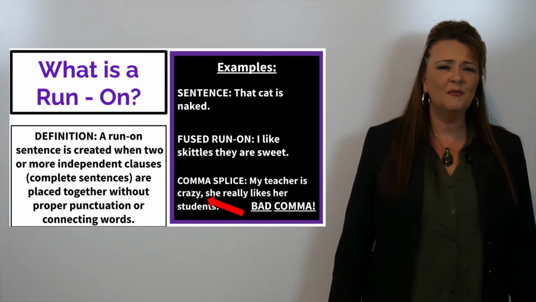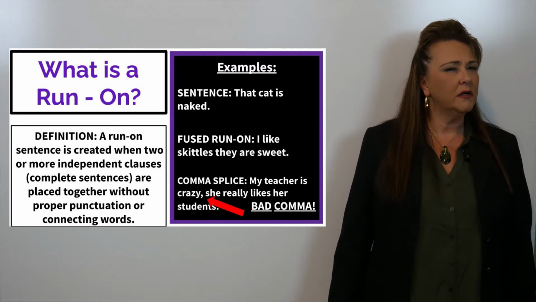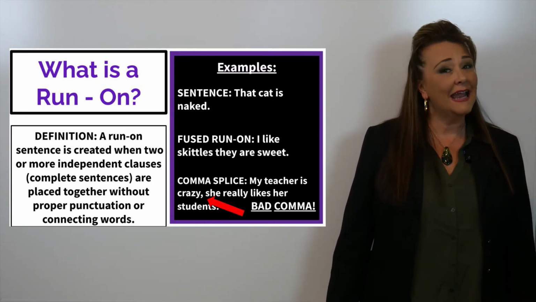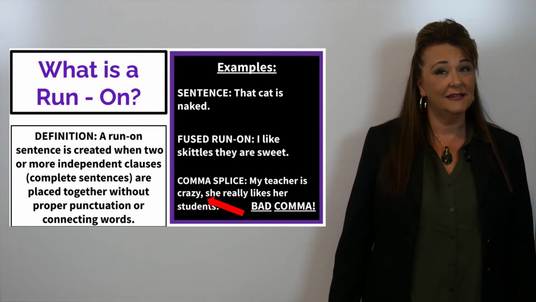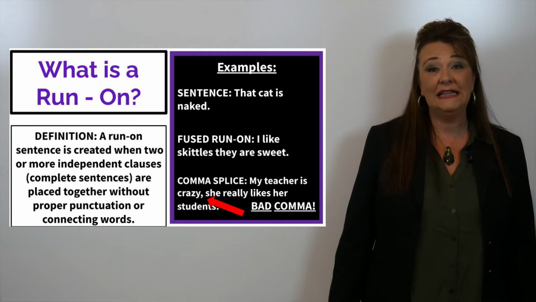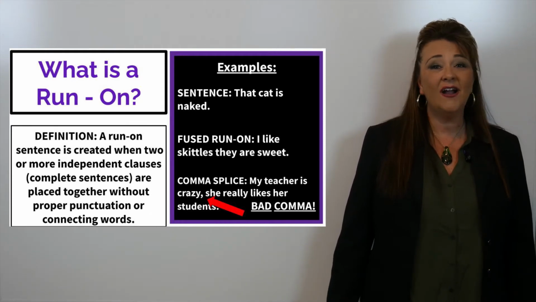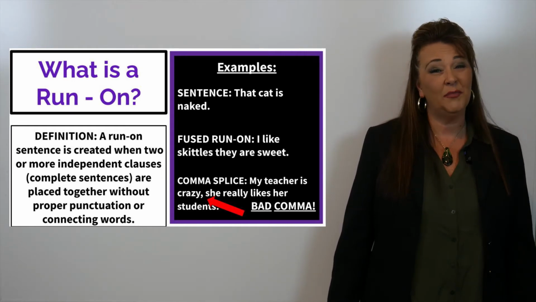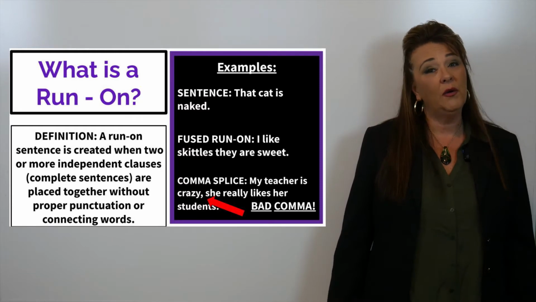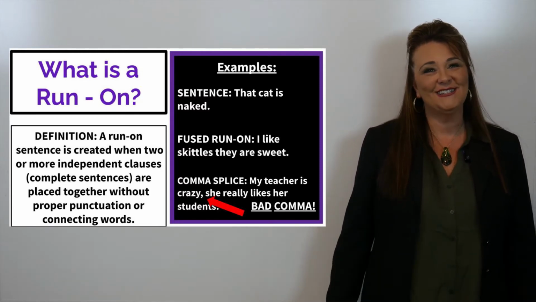Now sometimes people think they can just put a comma between it, but that doesn't always work. Let's look at this example of a comma splice. My teacher is crazy, she really likes her students. Now, you can see that that comma is not in the right place. It's a bad comma. We don't use a comma when we have 2 independent clauses.